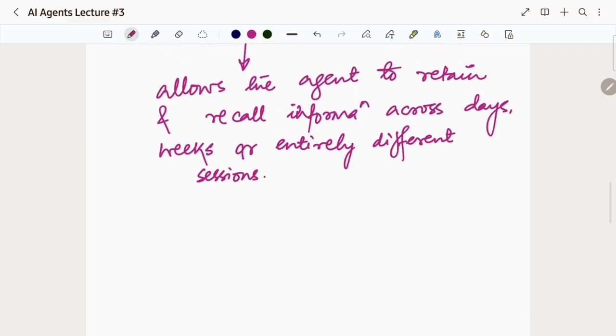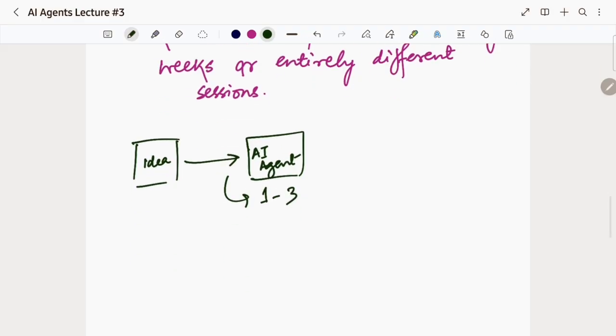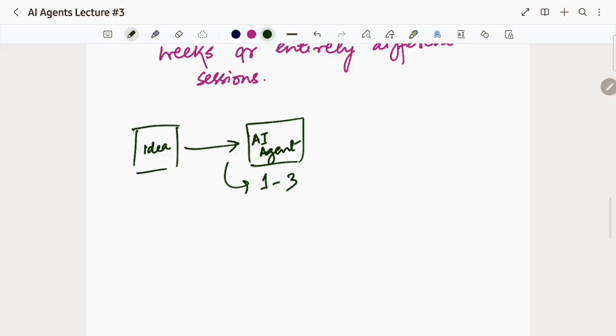Let's suppose I had one idea, and I started off without much thinking, with the help of my AI agent. Let's suppose I completed steps 1 to 3. And then life happened. I don't even remember this idea anymore.